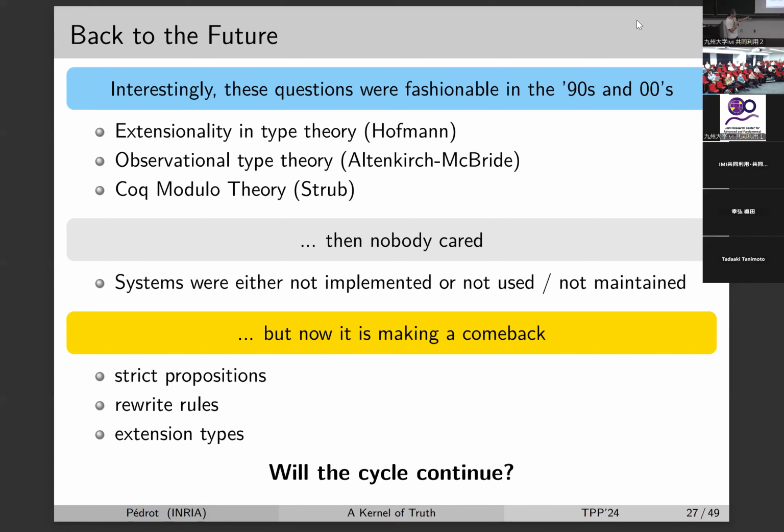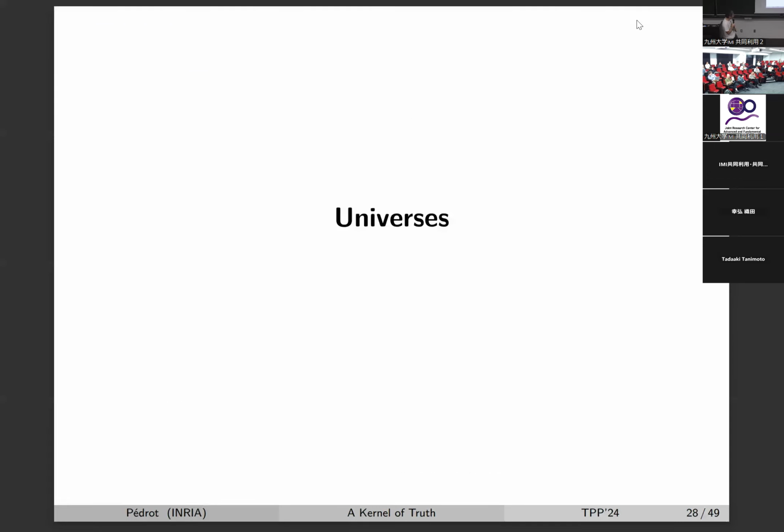So the real question is, will we forget about this again? Is every 20 years the cycle of forgetting what people have done 20 years before? I don't know. I hope it will not continue. Right. So here is the end for the conversion thing. I'm going to talk now about the second point about the kernel, which is universes.